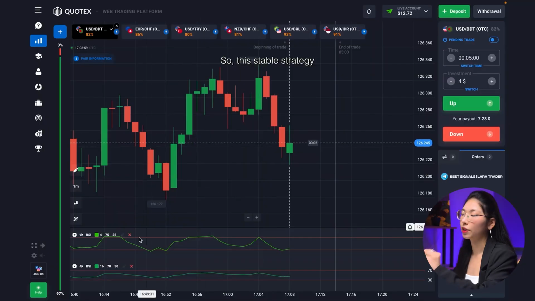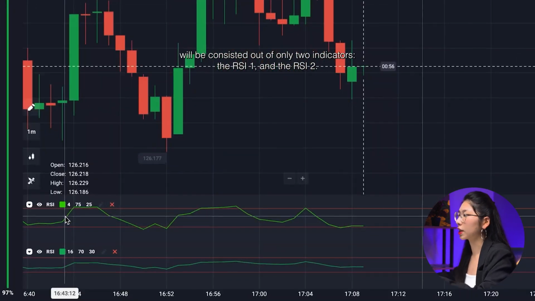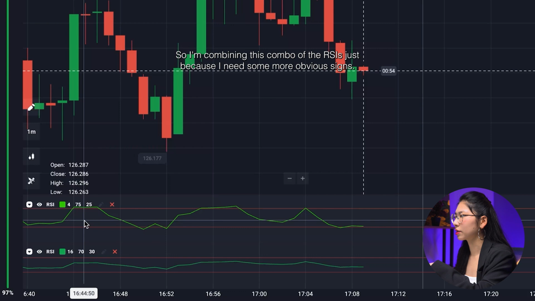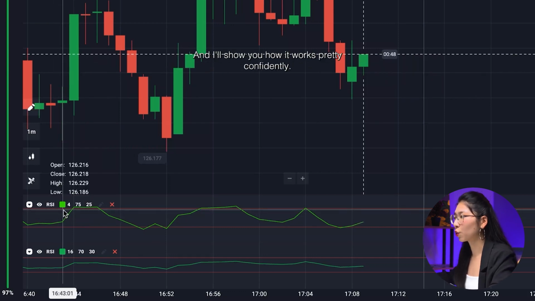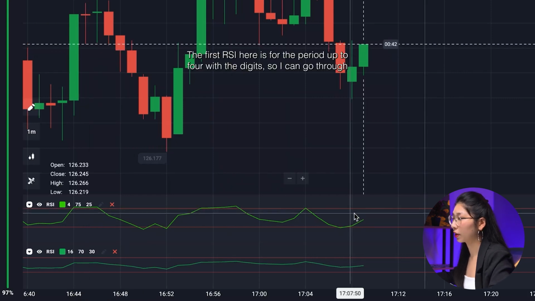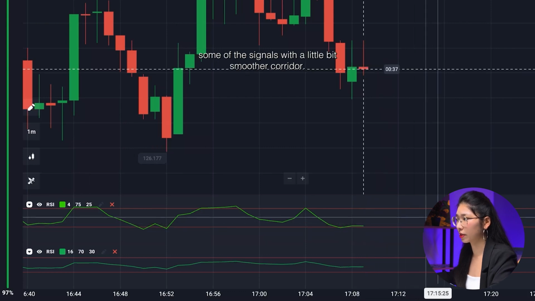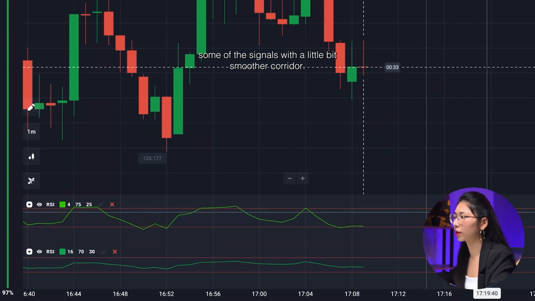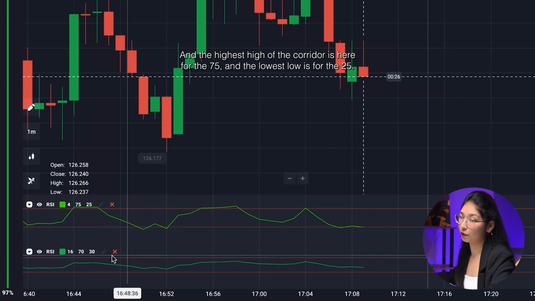So this stable strategy will consist of only two indicators, RSI 1 and RSI 2. I'm combining this combo of the RSIs because I need some obvious sense, and I'll show you how it works pretty confidently. The first RSI here is for the period of 4, so I can go through some of the signals with a little bit smoother corridor. And the highest level of the corridor here is 75 and the lowest is 25.